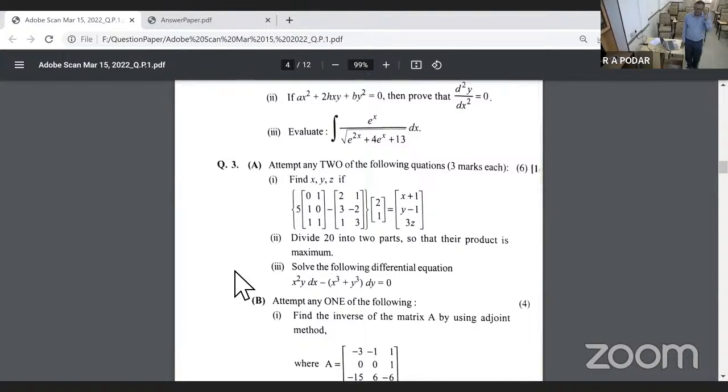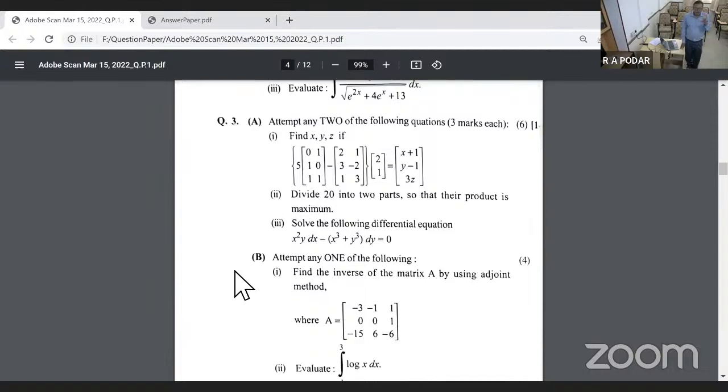Then second is, divide 20 into 2 parts so that their product is maximum. So applications of derivative, you know this. This is a popular question. Again and again they ask. So you know this. First you can take x, and second you can take 20 minus x. So 2 parts you can make. Okay. Then solve the following differential equation. We will see the solution for this also. So differential equation we will solve.